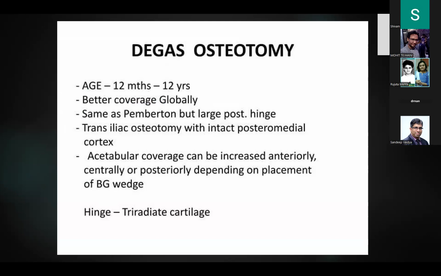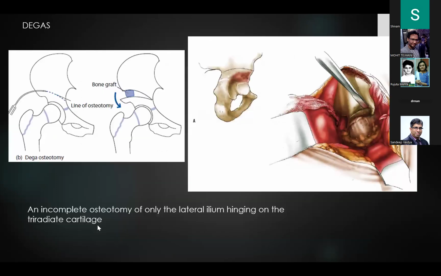So the acetabular coverage can be increased anteriorly, centrally or posteriorly. So it is a little more modular than the Pemberton's depending on the placement of the bone graft wedge. So as you can see, it is an incomplete osteotomy of only the lateral ilium that hinges on the triradiate cartilage. Here we don't go directly towards the triradiate cartilage. We exit above it, but keeping the medial cortex intact. And the posterior column and posterior cortex are also preserved.